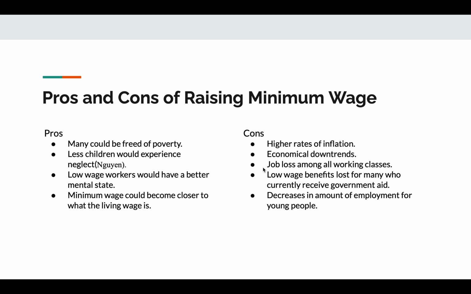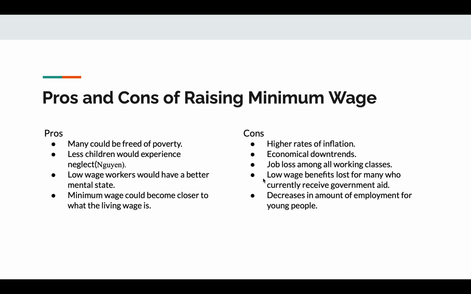And this job loss among all working classes comes into play because of the spike in inflation, and employers can no longer afford to pay as many employees, so that in turn causes job loss among all wage groups, not just people in lower wage jobs.